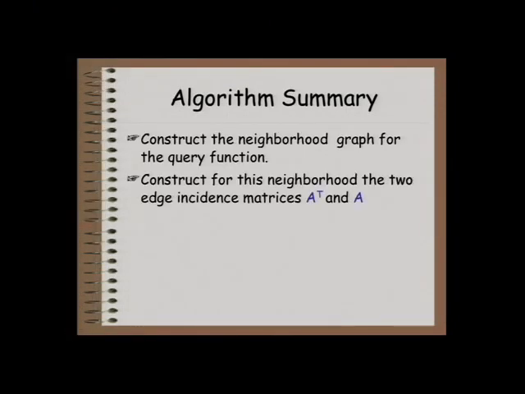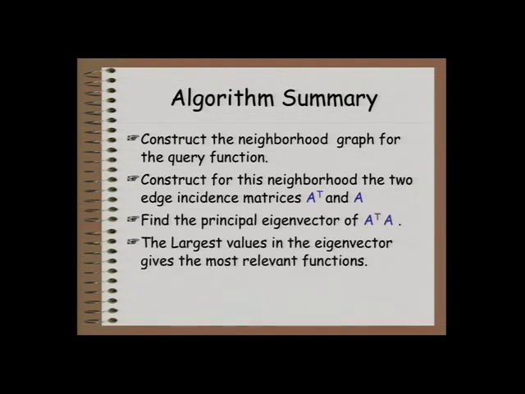Okay, so you construct the neighborhood graph of the call graph for the query function. You construct the edge incidence matrices A transpose and A, and you find the principal eigenvector. The largest values of the eigenvector give you the most relevant functions. So given a query function, you construct its neighborhood, you construct these matrices, and you compute the principal eigenvector of A transpose A, and that gives you the relevance scores.